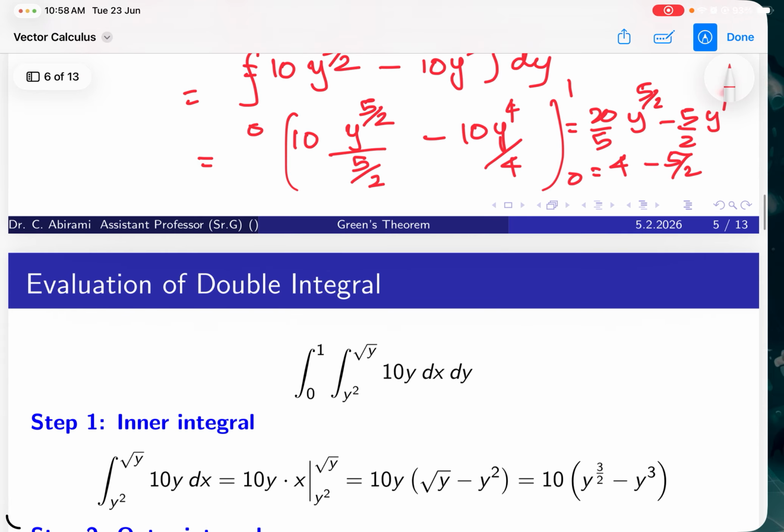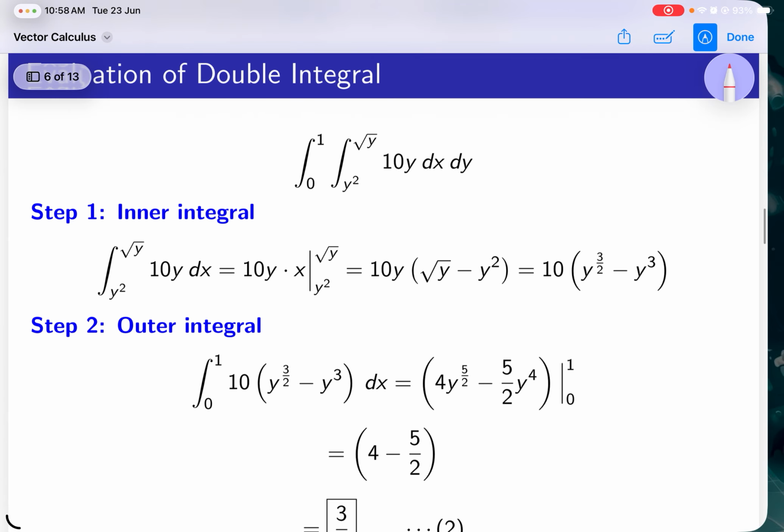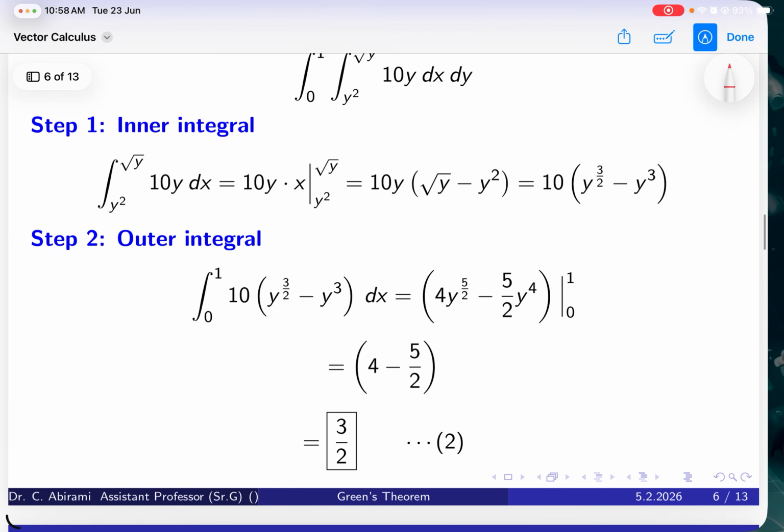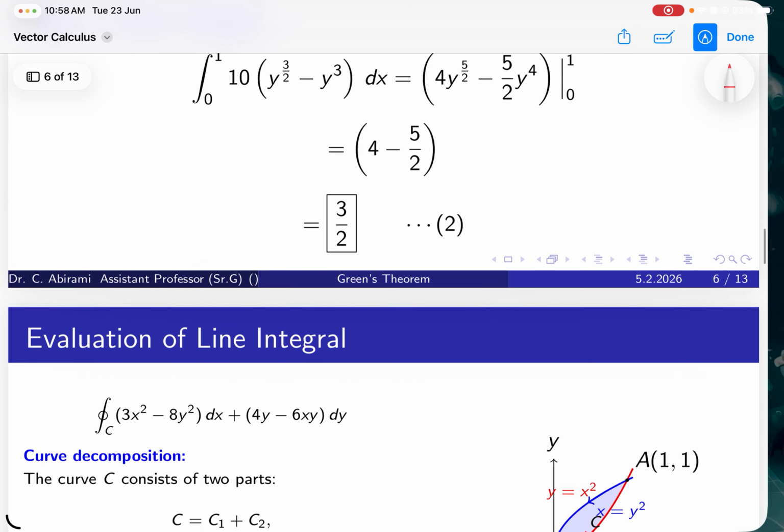Okay, like this you can evaluate. Here I can explain all the steps on that paper. So 8 minus 5, so 3 by 2. So the right hand side is over. Next, we are going to evaluate the left hand side. What is your left hand side?